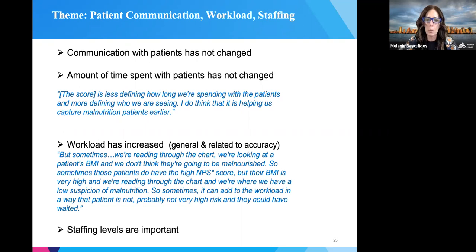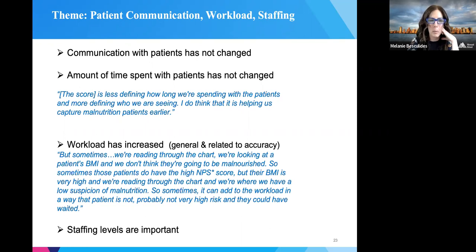In terms of workload, which is something we always need to consider, people definitely noted that it had increased. A lot of this was implemented during COVID, so staffing at some of the hospitals was tough in some places. I think some of the comments about workload could be reflective of that.